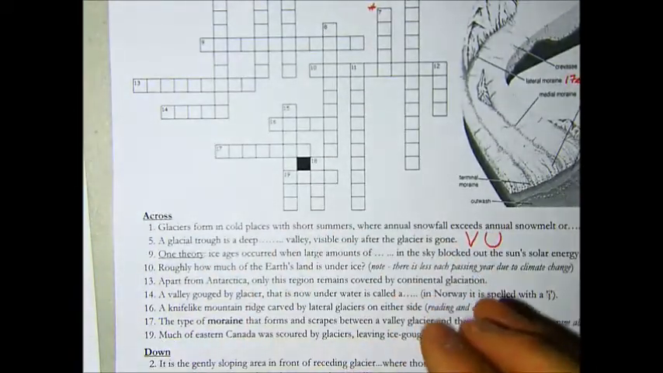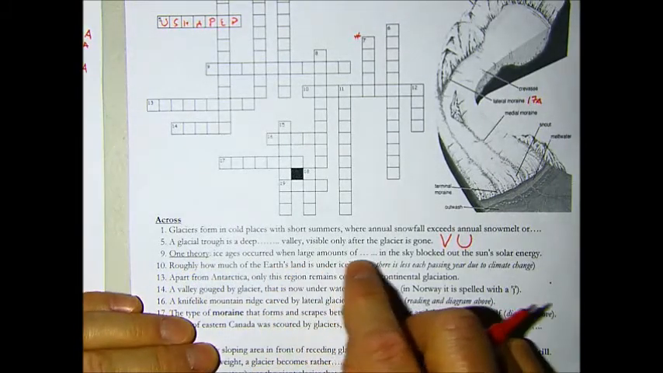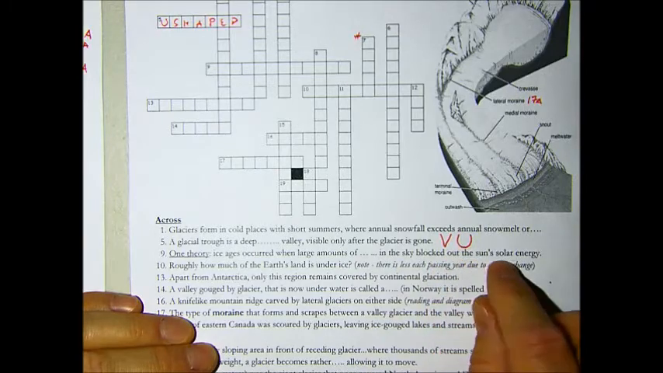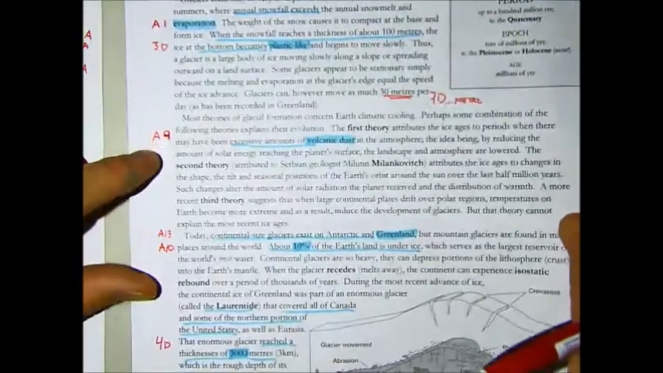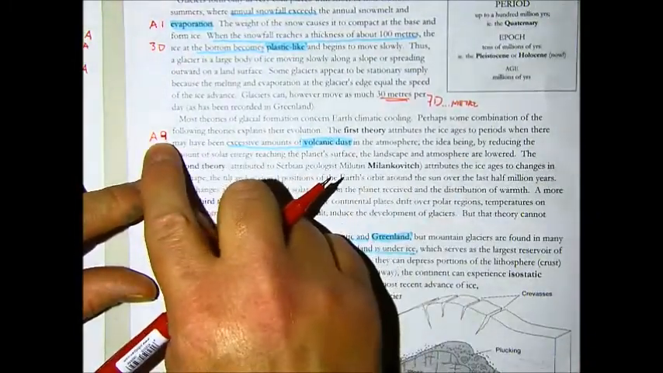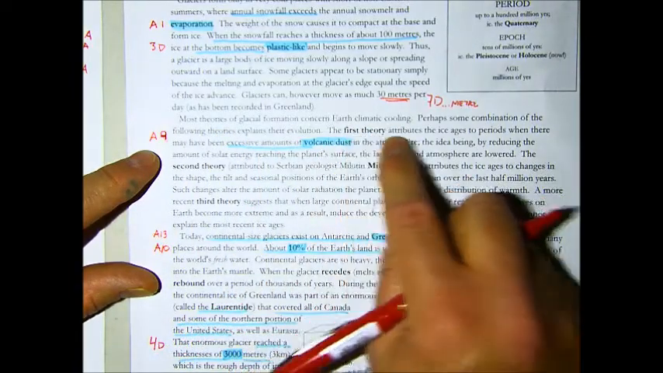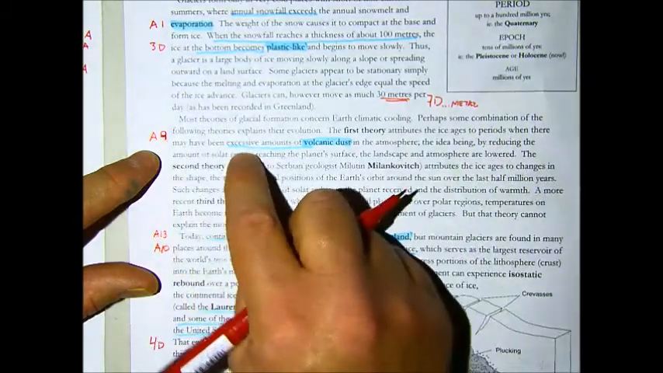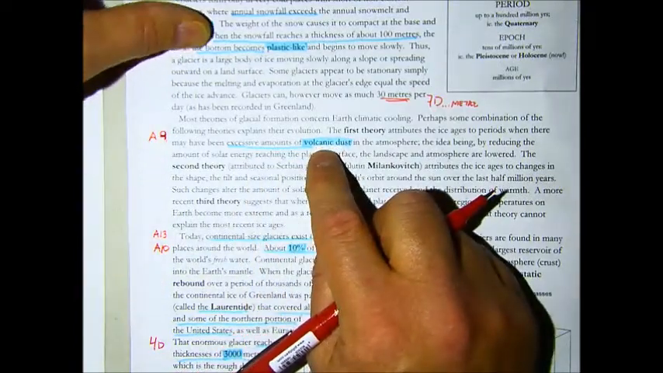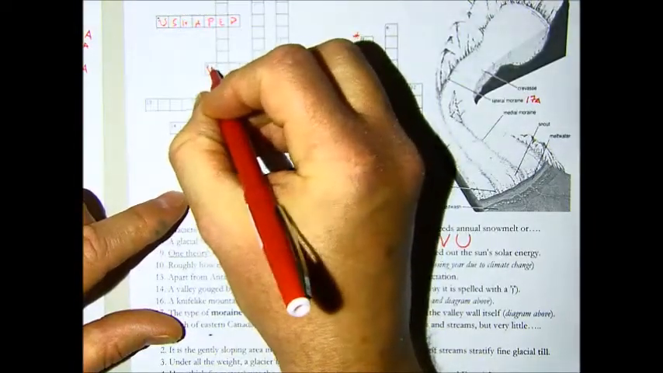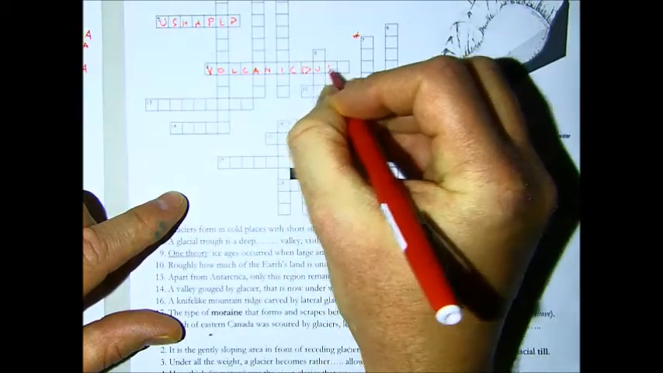Sorry, popping back and forth here. Maybe I should back out a little more. One theory: ice ages occur when large amounts of something block out the sky and block out the sun's solar energy. So this one we're going to find back on how glaciers form, across 9. Most theories of glacial formation involve climatic cooling. The first theory attributes the ice ages to periods when there may have been excessive amounts of volcanic dust in the atmosphere, reducing the amount of solar energy. So volcanic dust is the answer we want for question 9. Volcanic dust. There we go.